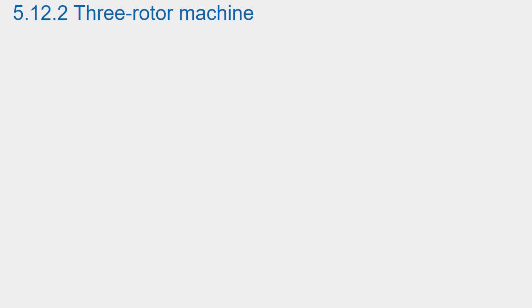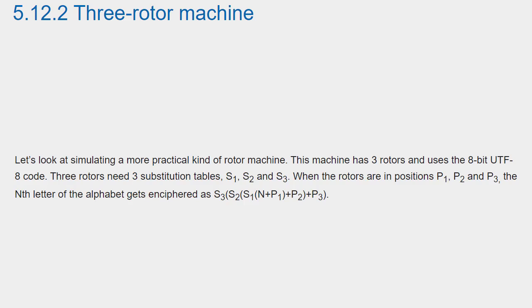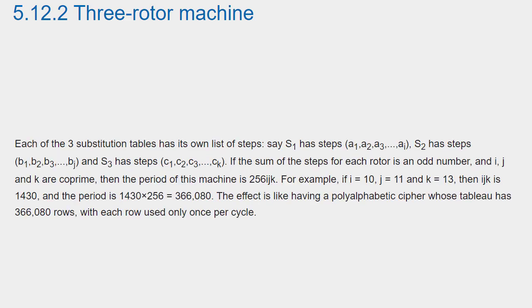Section 5.12.2 Three-rotor machine. Let's look at simulating a more practical kind of rotor machine. This machine has 3 rotors and uses the 8-bit UTF-8 code. 3 rotors need 3 substitution tables, S1, S2 and S3. When the rotors are in positions P1, P2 and P3, the nth letter of the alphabet gets enciphered like this.